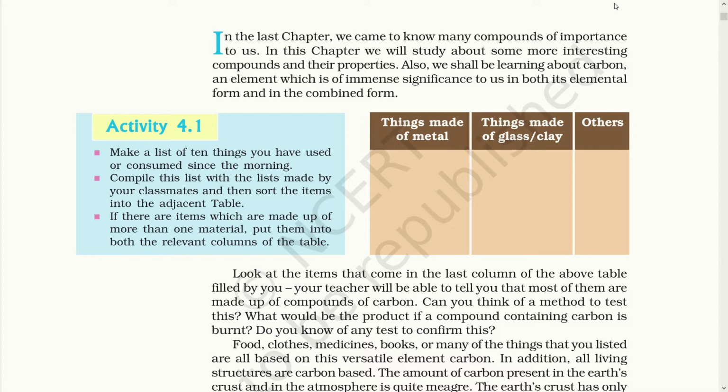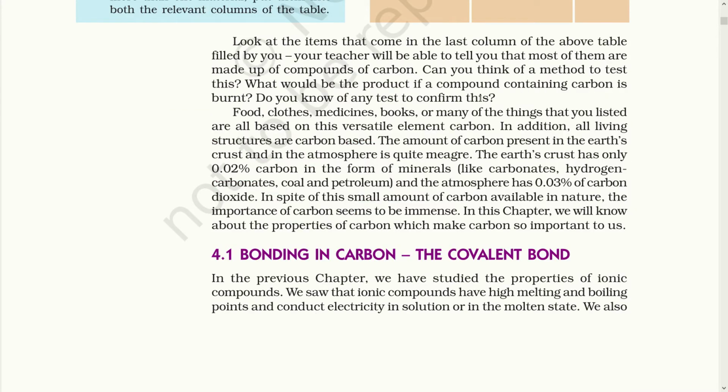Now in Activity 4.1, you have to categorize the things that you use from the morning in three different classes: things made from metal, of glass and clay, and others. On doing the experiment, you will find that food, clothes, medicine, books or many other things that you listed are all based on this versatile element, carbon. In addition, all living structures are carbon based. The amount of carbon present in the earth's crust and in the atmosphere is quite large.